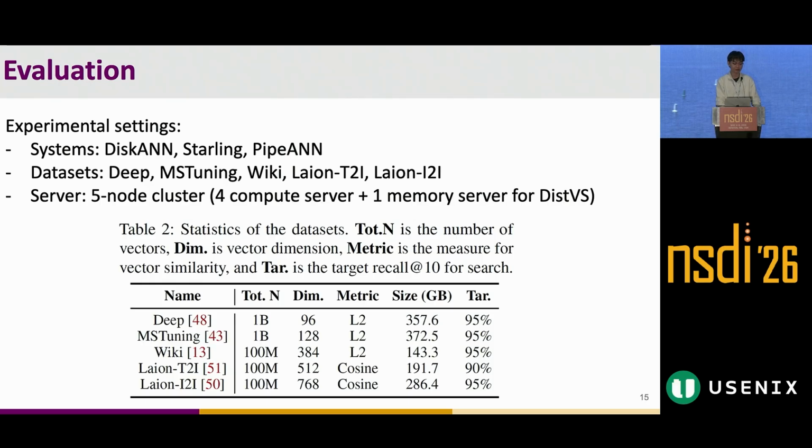Finally, it's our evaluation. We conduct our evaluation on three systems, DistVS, Starling, and Pipeann, on five datasets. The sizes of the datasets range from 100 million to 1 billion nodes, and the dimensions go from 96 to 768. For the baseline systems, we use five independent standalone servers. For our system, we use four compute servers and one memory server.